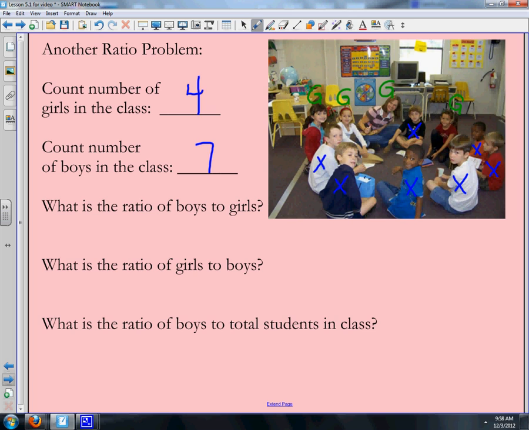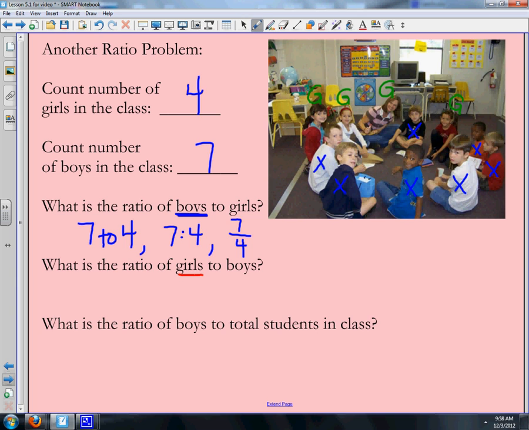So I would not write 4 to 7 because that would be girls to boys. They want the boys' number first. So the boys' number goes first to the girls' number, which is 4. So if I wrote it 3 different ways, you could write it this way, you could write it this way, or you can write it this way. If you wrote 4 to 7, though, you're wrong. It's completely wrong.